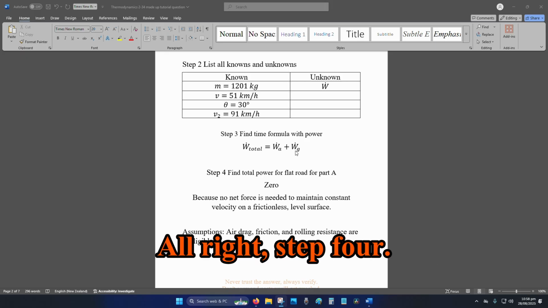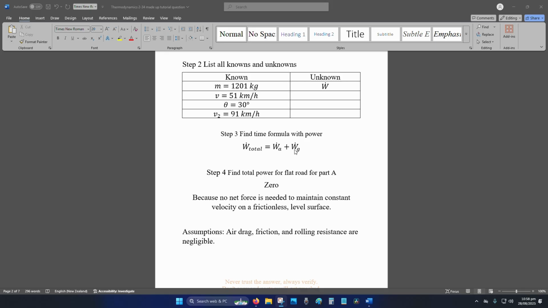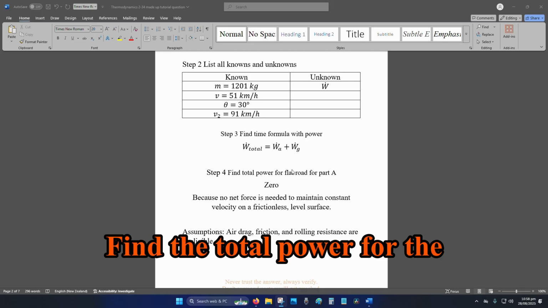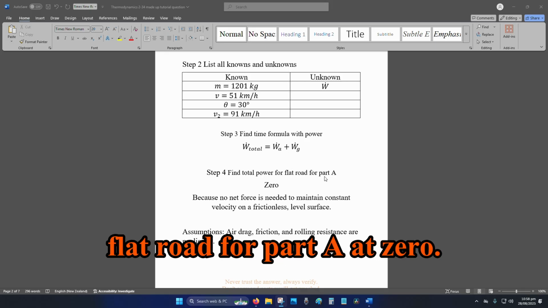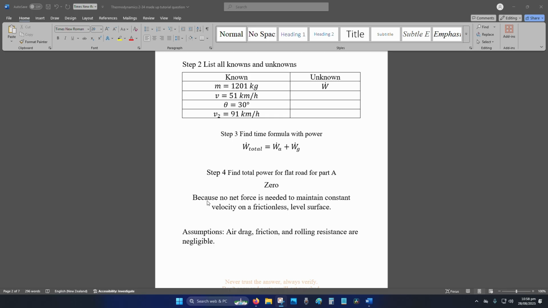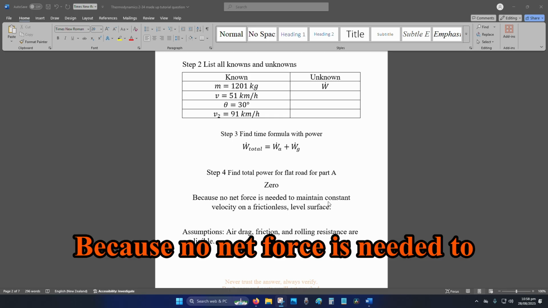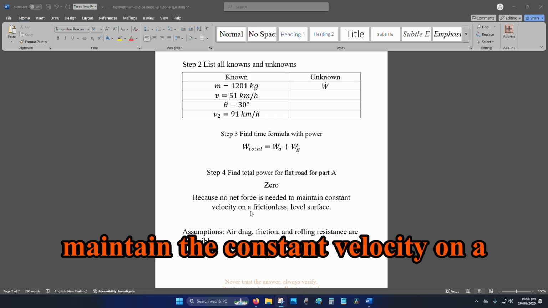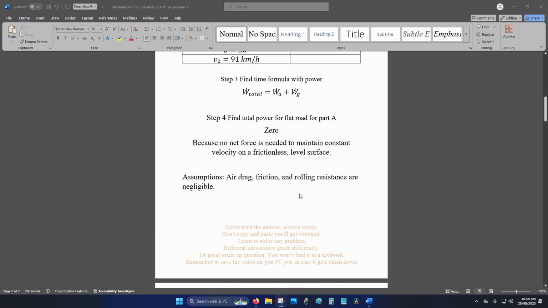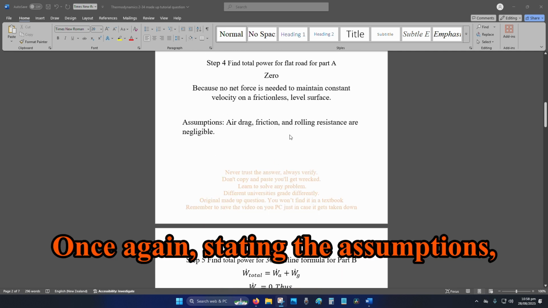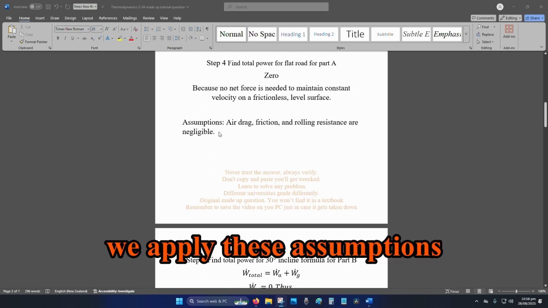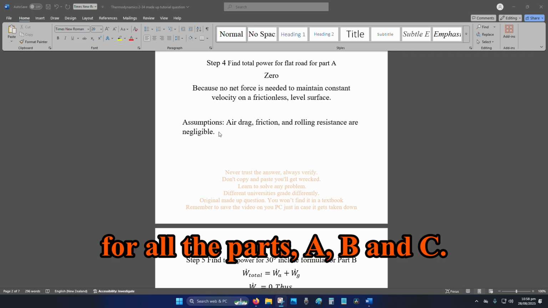Alright, step 4. Find the total power for the flat road for part A. It's 0, because no net force is needed to maintain the constant velocity on a frictionless level surface. Once again, stating the assumptions, we apply these assumptions for all the parts, A, B, and C.